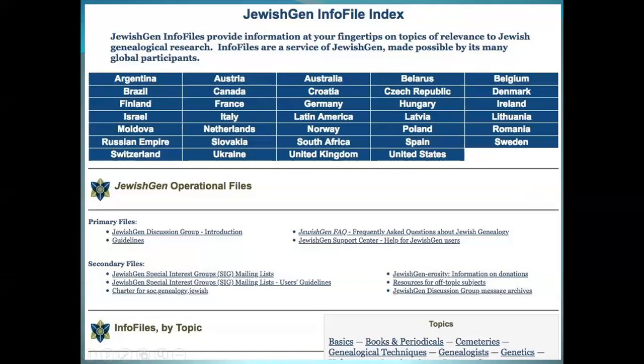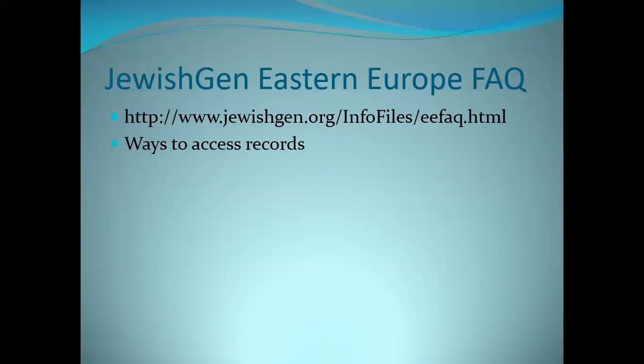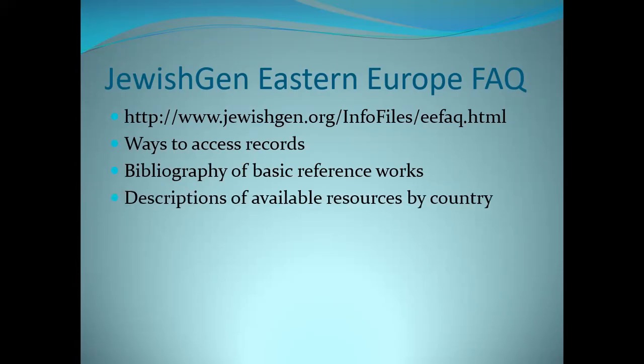So a lot of the accumulated wisdom of many decades of Jewish researchers has been put into written form and posted online. So if you're looking for information about how to do stuff, where to look for things, this is one of the best places to start. As an example, there's a fact about Eastern Europe. Ways to access records there, bibliographies, descriptions of available resources, constantly being updated.